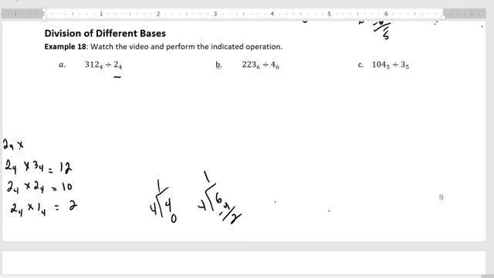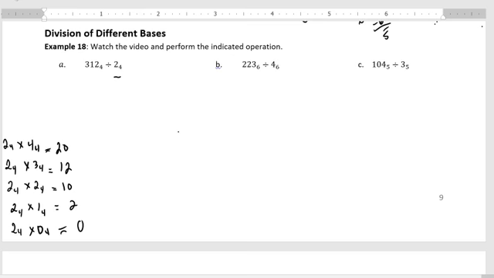And 2 base 4 times 4. 4 times 2 is 8. 4 divided into 8 is 2. So this is going to be 20. And we can keep going on and on until we want to. However, we're going to stop there for a second.